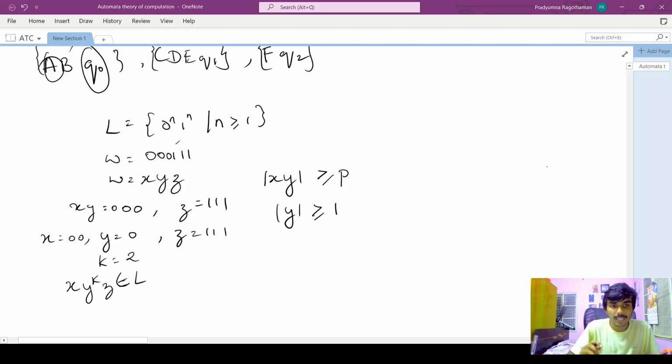If it has any one instance that does not follow this condition, it is not a regular language. As you can see here, x and y repeated k times and z gives 4 times 0 and 3 times 1. The language is to have n number of zeros and n number of ones, that is an equal number of zeros and ones. But here we have 4 and 3, which is not equal, so this does not belong to the language. So this language is not regular.